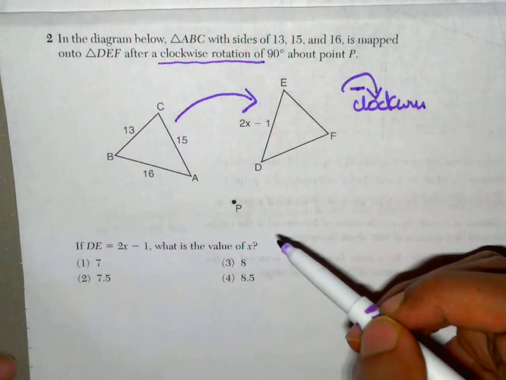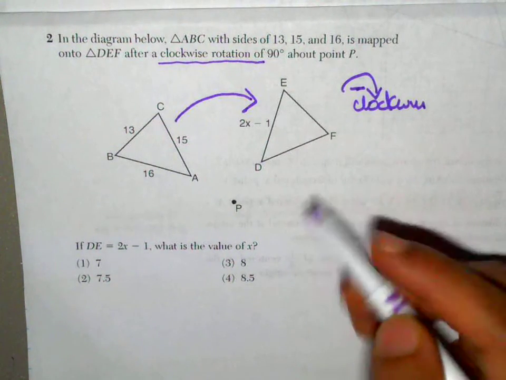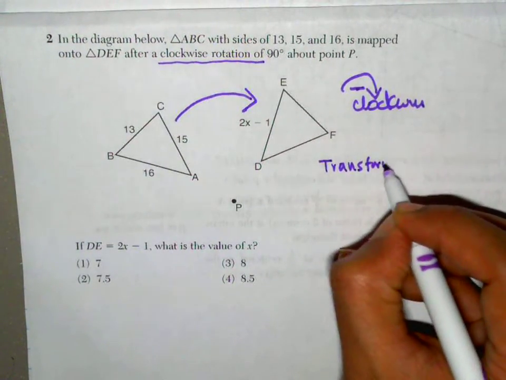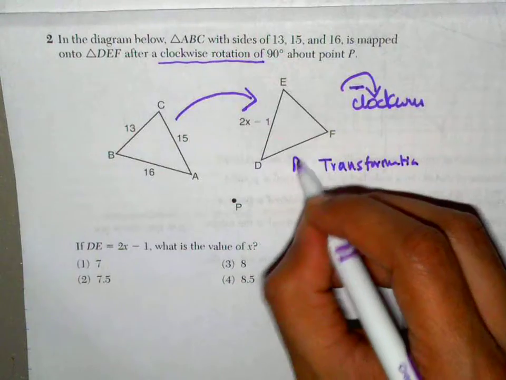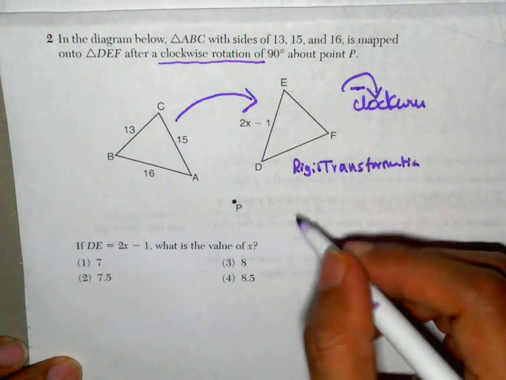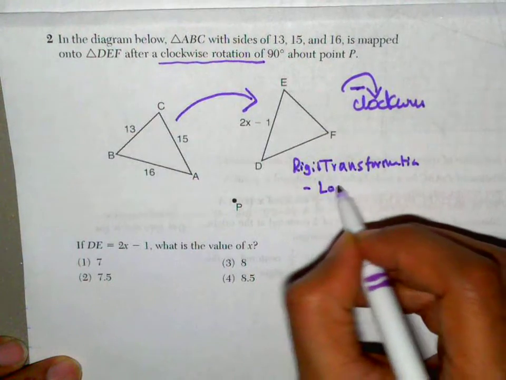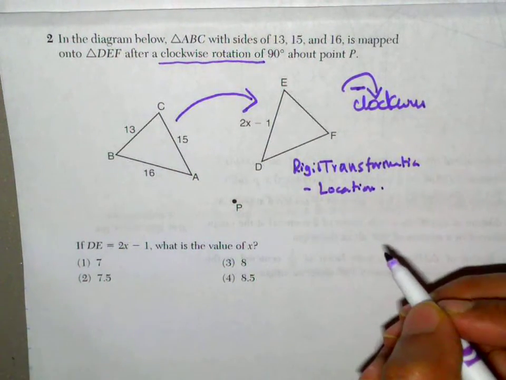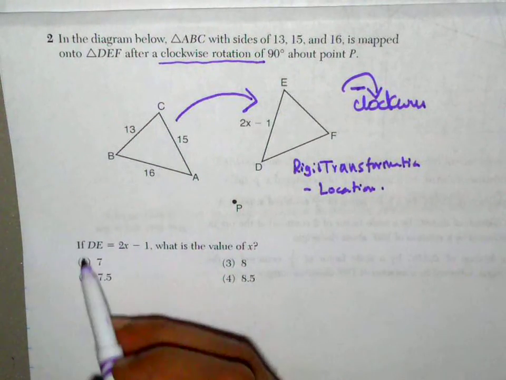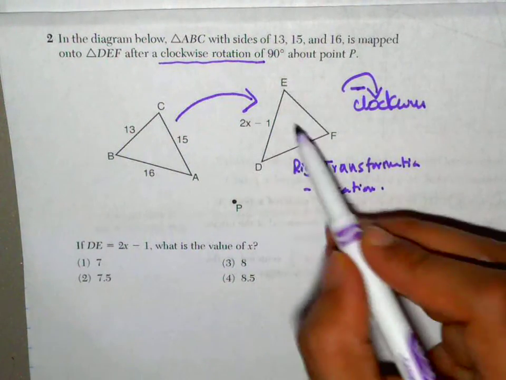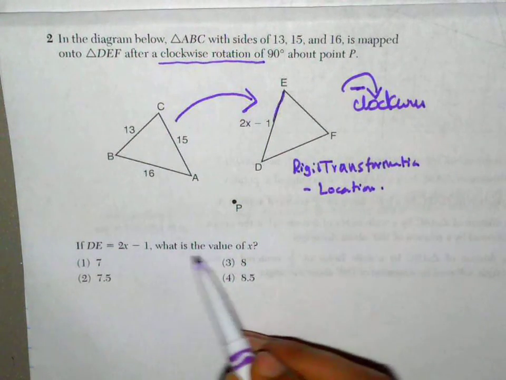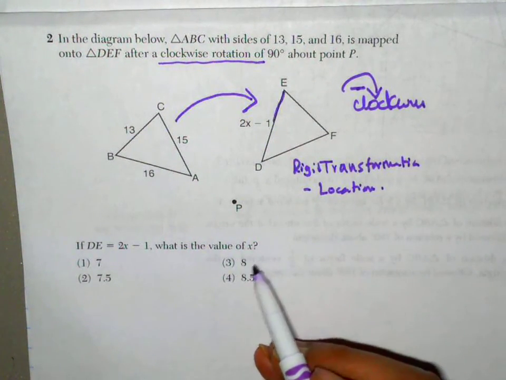Now we know that this is about transformation. Now we know that when the transformation is rigid, that means the shape doesn't change. The only thing that's going to change is the location. Everything else stays rigid, it doesn't change. So it says if DE, this line segment, is 2x minus 1, what is the value of x? So we have to find what x is.